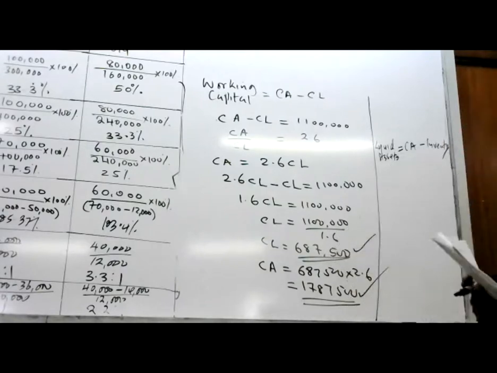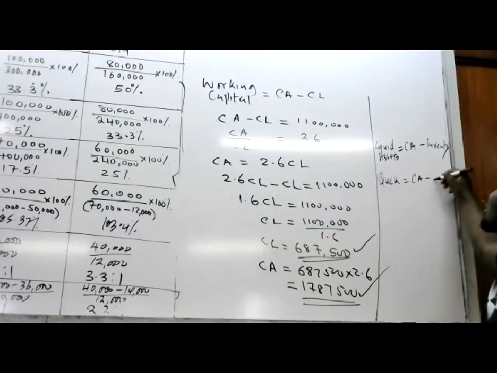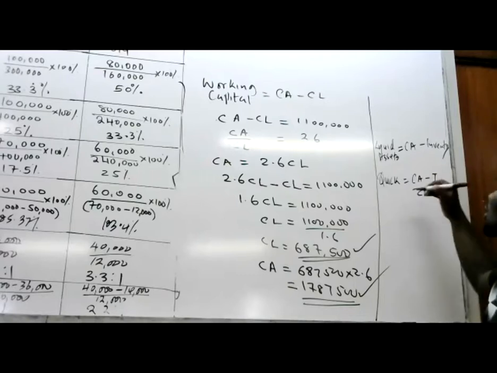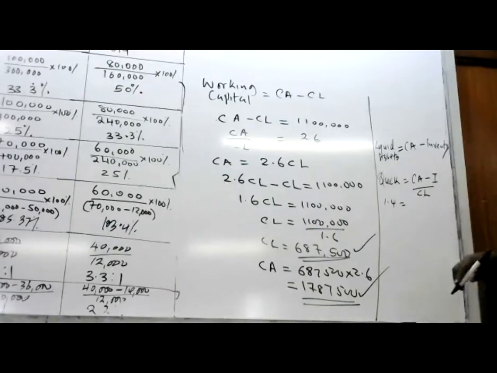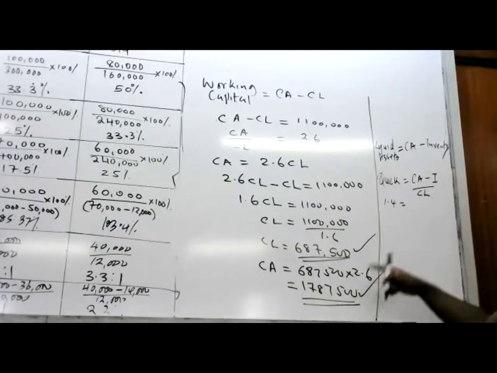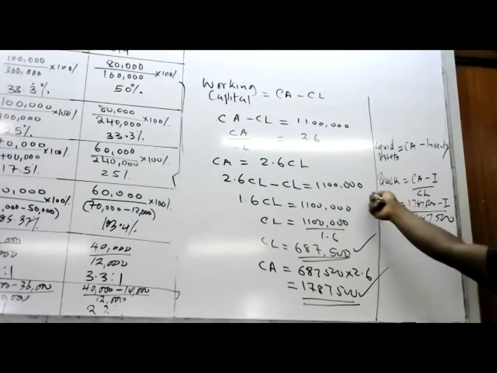So how do we get inventory? Which ratio can we use? Quick ratio. You have been given quick ratio. So how do we normally calculate quick ratio? Current assets minus inventory, divided by current liabilities. So they have said it's 1.4. So 1.4 is equals to current assets, which we have already, 1,787,500 minus I, divided by current liabilities, which we got as 687,500. So cross multiply this one.